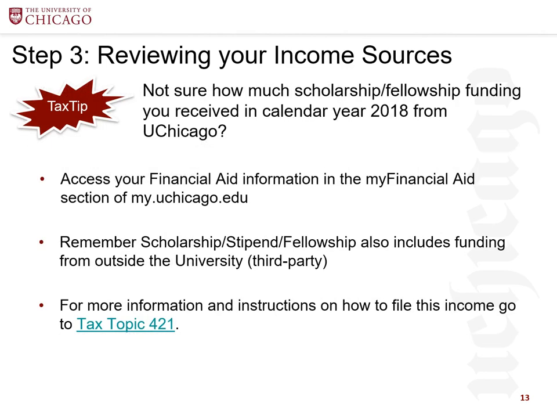So if you're not sure how much scholarship or fellowship funding you may have received in 2018, you can find this information by looking at the My Financial Aid section of your my.uchicago.edu account. And remember that scholarship, stipend, fellowship also includes funding from outside the university. So if you did a fellowship over the summer in a different state and it was funded by another institution, that income may still be taxable and reportable. It will not be reported on any university issued tax form, but you may need to contact that third party in order to get a tax form or at least some sort of memorandum telling you exactly how much money they did give you for that portion of the year that you were working for them, because it may indeed be taxable income.